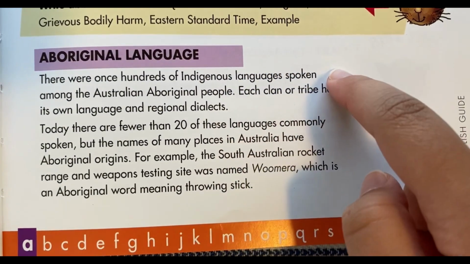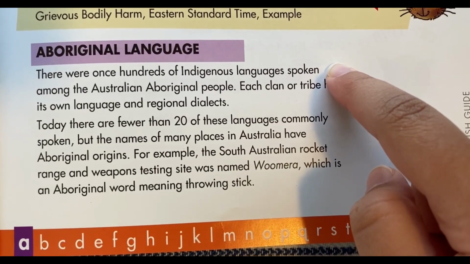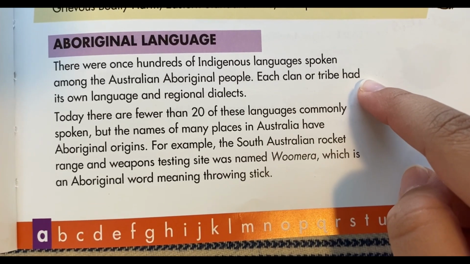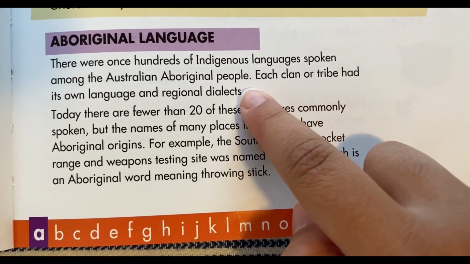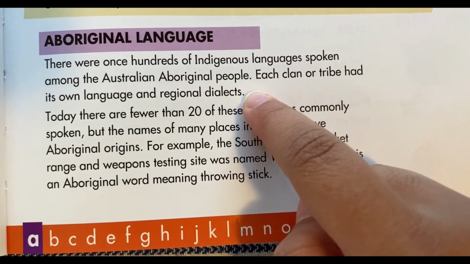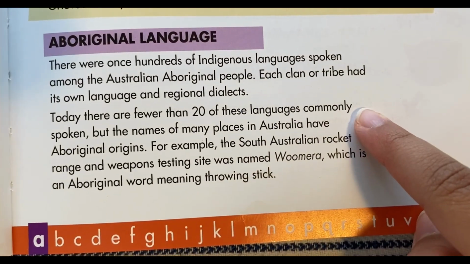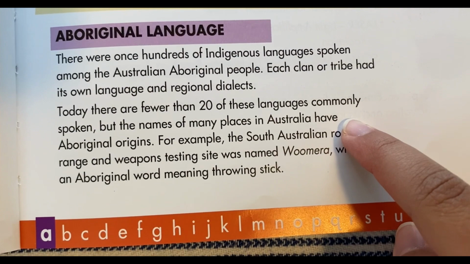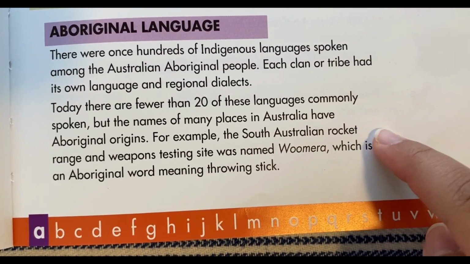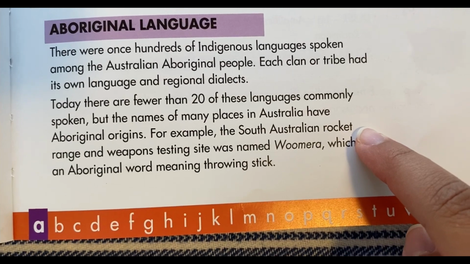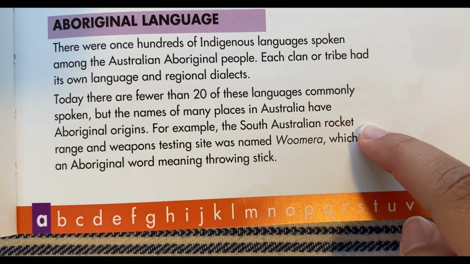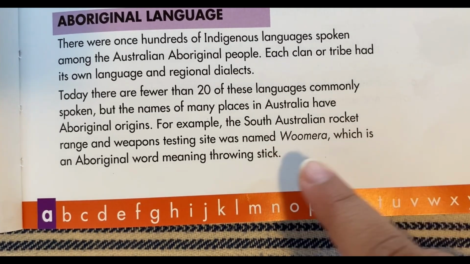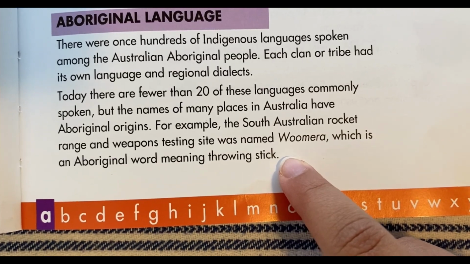Aboriginal language. There were once hundreds of indigenous languages spoken among the Australian Aboriginal people. Each clan or tribe had its own language and regional dialects. Today, there are fewer than 20 of these languages commonly spoken, but the names of many places in Australia have Aboriginal origins. For example, the South Australian Rocket Range and Weapons Testing Site was named Woomera, which is an Aboriginal word meaning throwing stick.